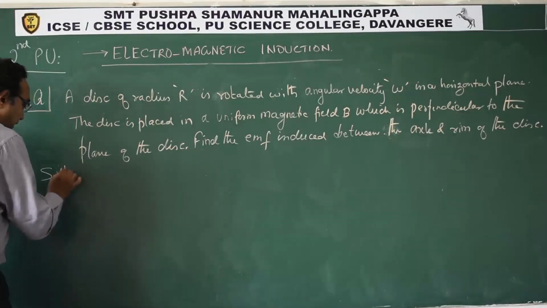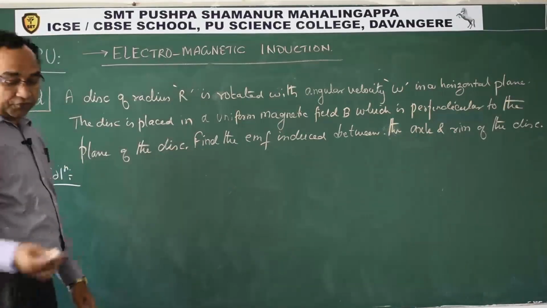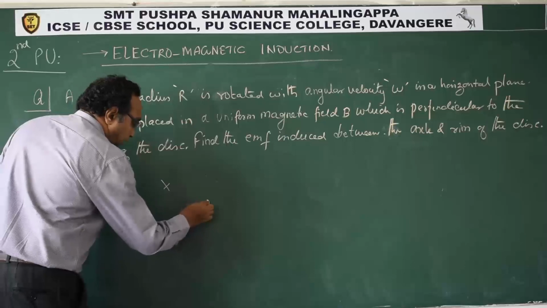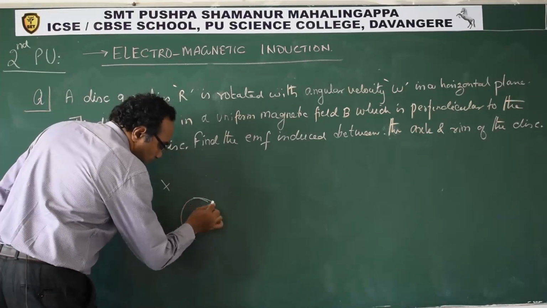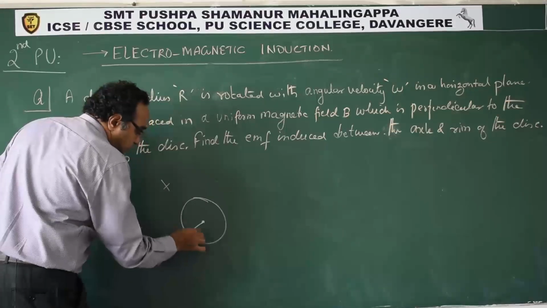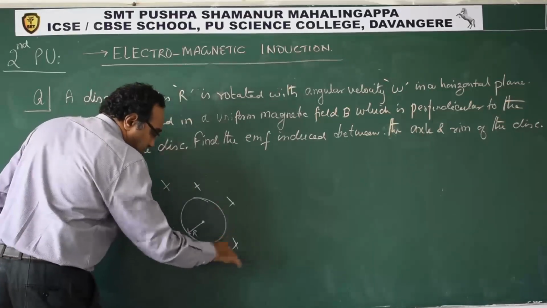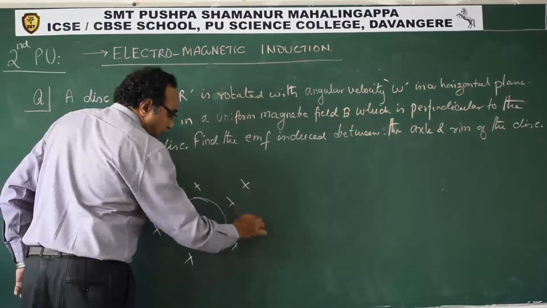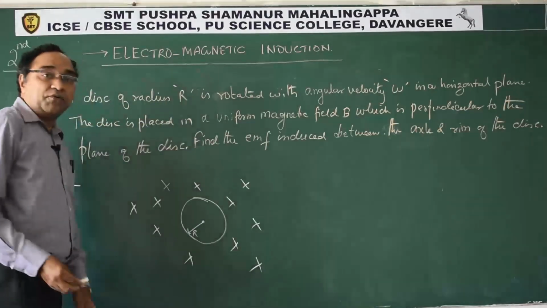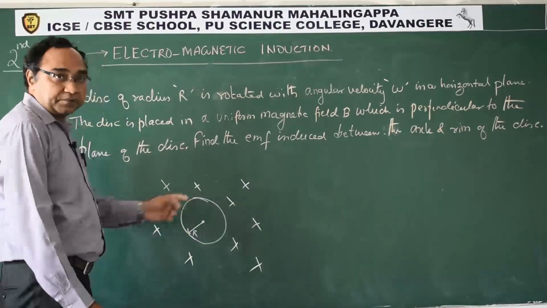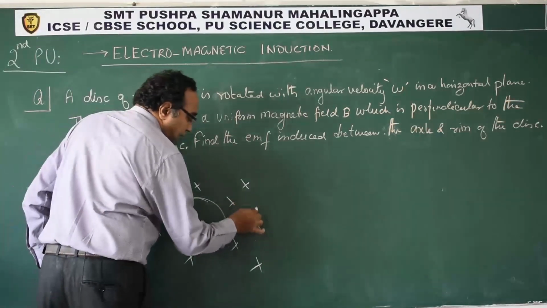So if we try to visualize this particular question, see how it is. A disc is there. This disc is of radius r. It is placed in a magnetic field. These crosses represent the direction of the magnetic field, which is perpendicular to the plane of the board, going inside. That is the direction of the magnetic field.